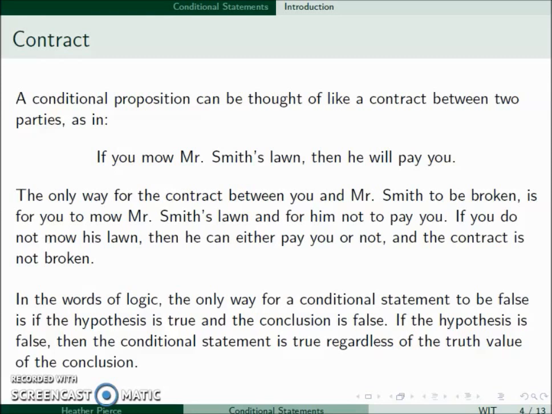So in the words of logic, the only way for a conditional statement to be false is if the hypothesis is true and the conclusion is false. If the hypothesis is false, it doesn't matter what the conclusion is, it will always be true.